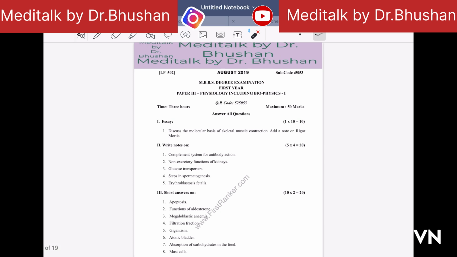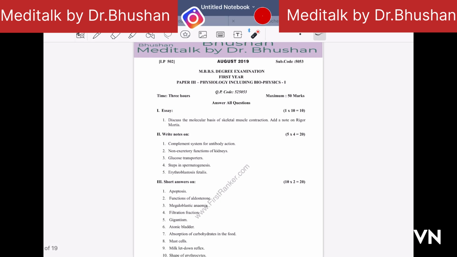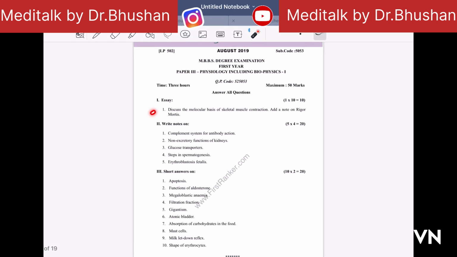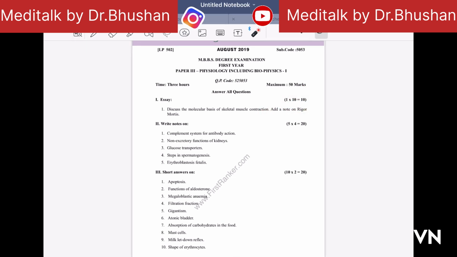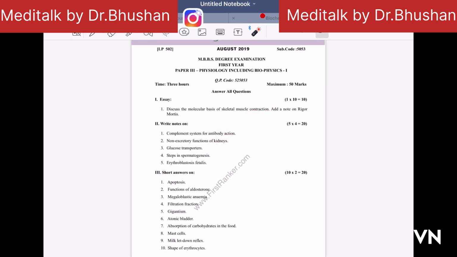Part 1 from August 2019. First, discuss the molecular basis of skeletal muscle contraction. Add a note on rigor mortis for the 10 marks. Second, write short notes on complement system of antibody action, non-excretory functions of kidneys, glucose transporter, steps in spermatogenesis, erythroblastosis fetalis.